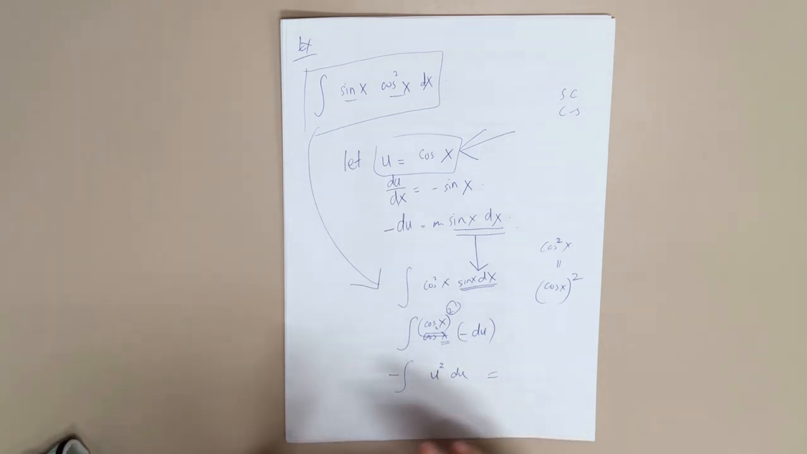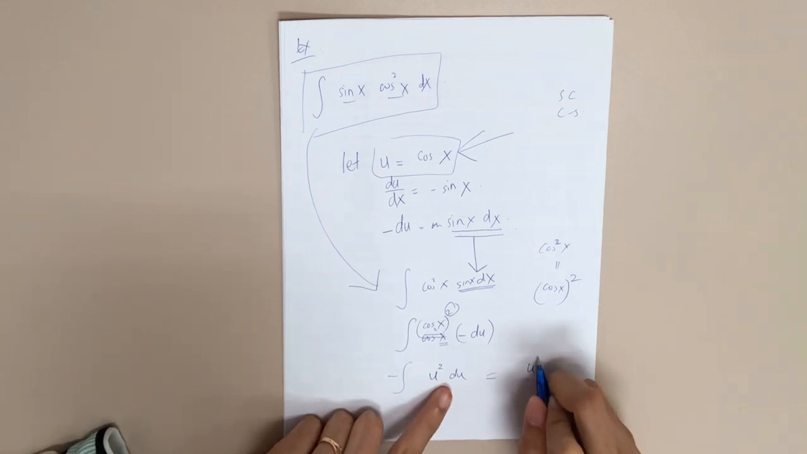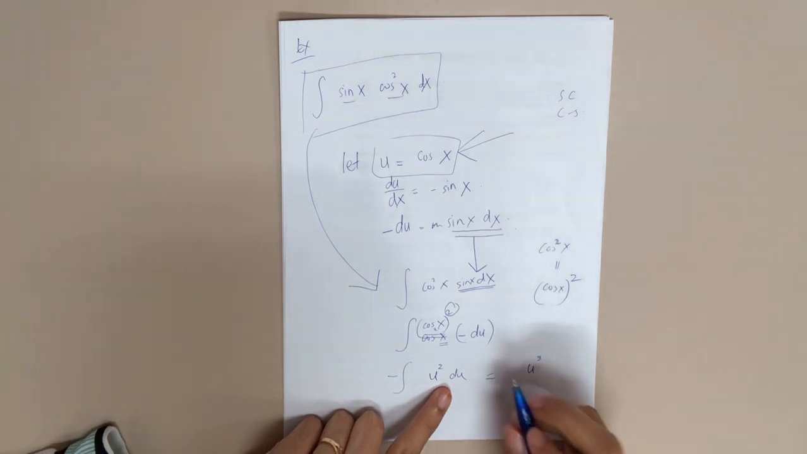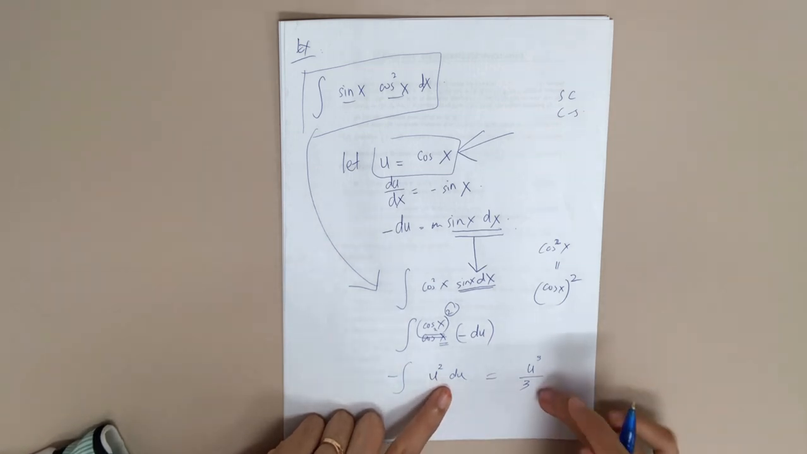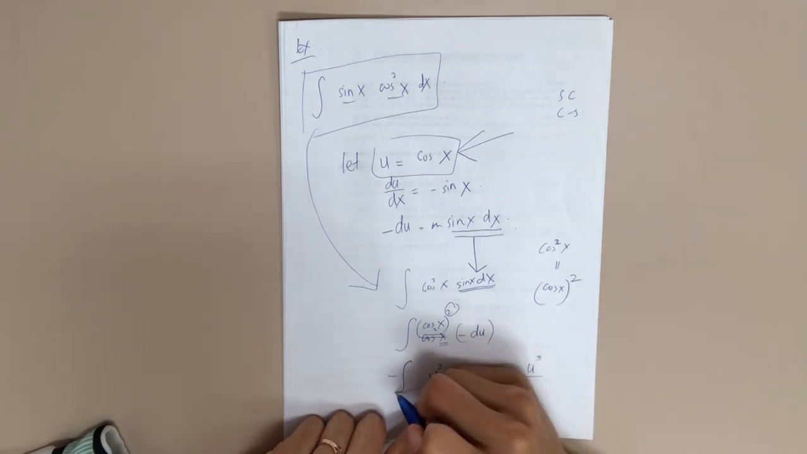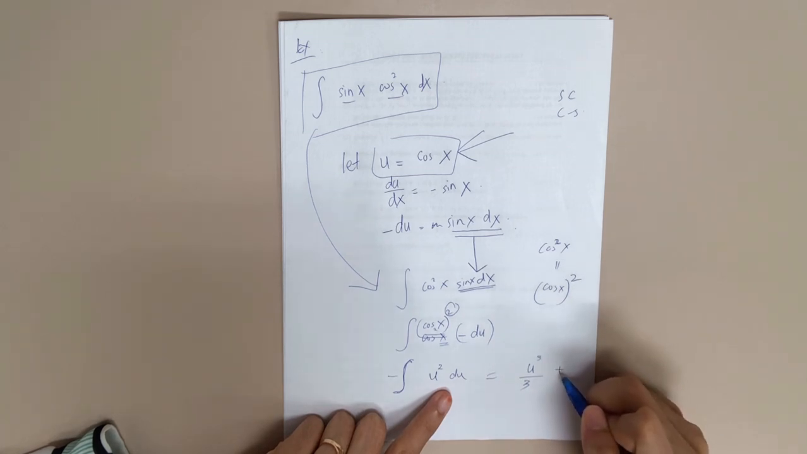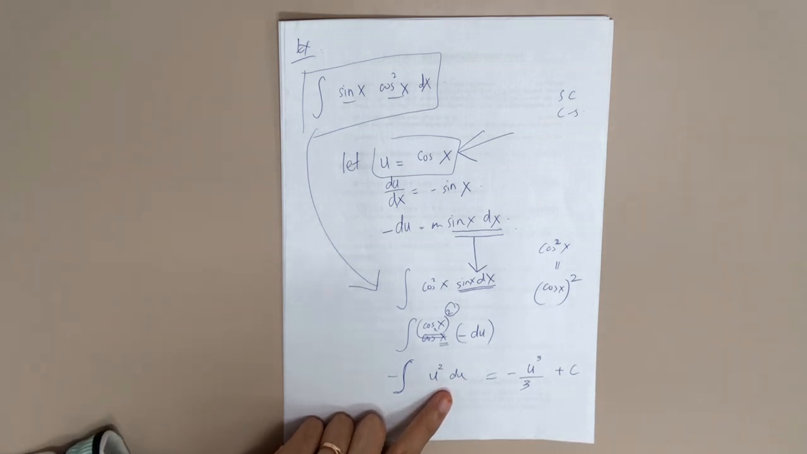So that means you do the correct substitution, because the x is no longer there. You are just left with u's. So now integrate u square. So you have u power 3, right? Power plus one, and then divide by 3. Since this is an indefinite integral, you need to plus c. And then don't forget your negative outside here. So negative u cube over 3.